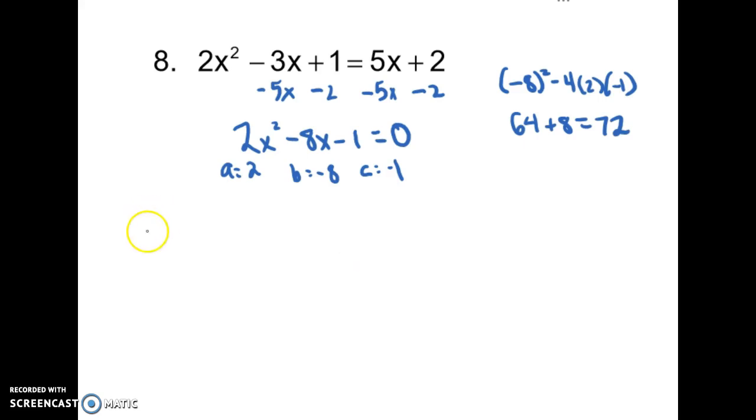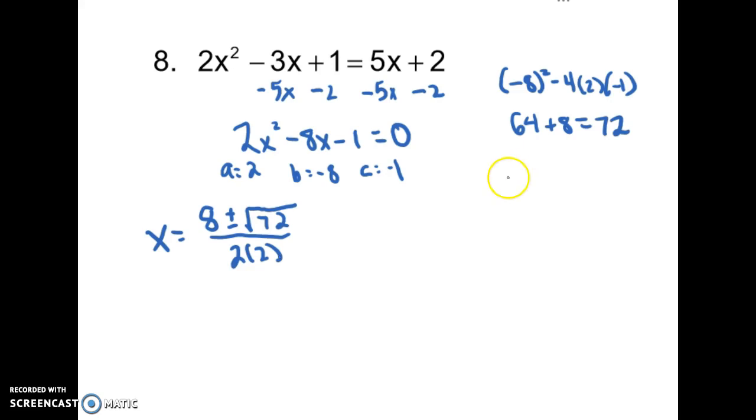So my start here is take the opposite of b, so the opposite of negative 8 is 8, plus or minus the square root of b squared minus 4ac, that's the discriminant, 72. All that divided by 2 times a. Now 72, we can actually simplify that, and here's the approach I want to take with this. I want to start thinking about what can go into 72.